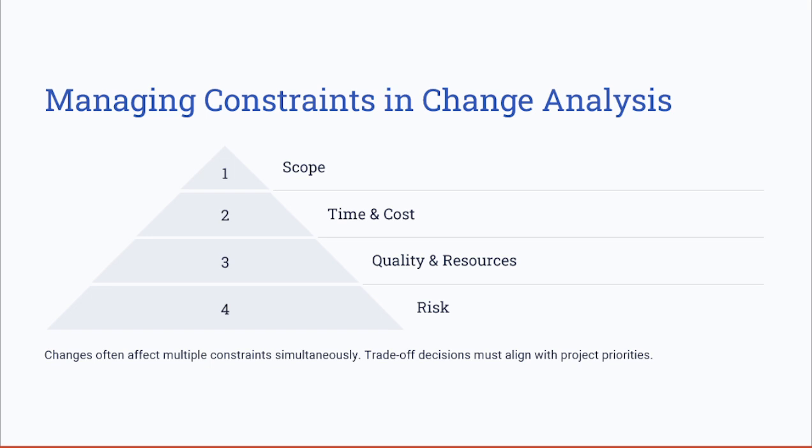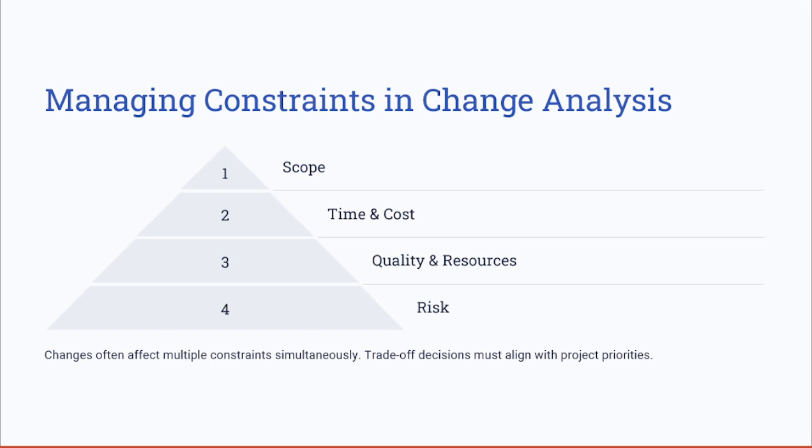Managing constraints in change analysis. Constraints define project limits and must be considered in every change request. If you recall the PMI triple constraints, including scope, time, and cost, with risk and quality added and stakeholders as well. So common project constraints include scope, time, cost, quality, resource, and risks. And changes often affect multiple constraints simultaneously.